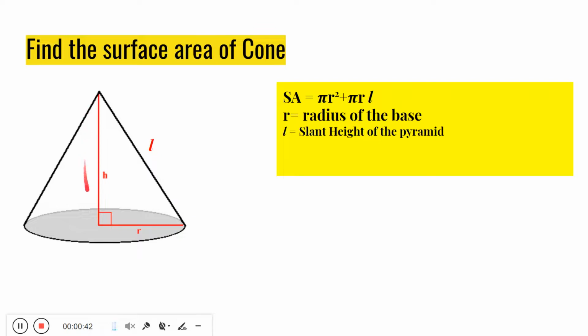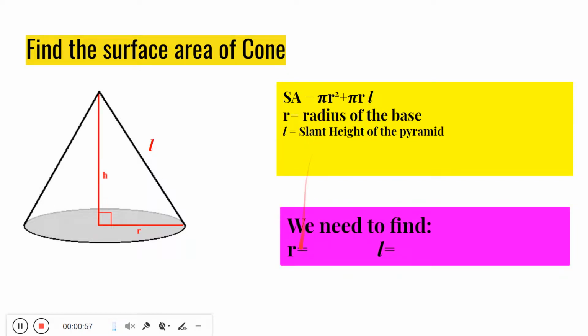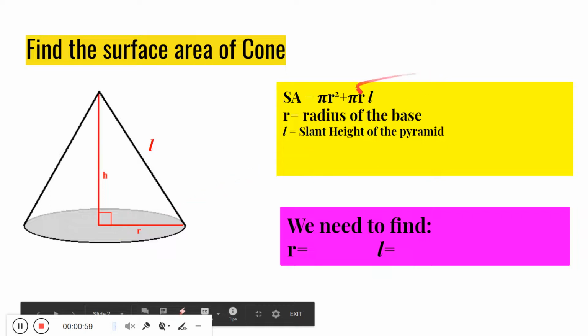Here you have your height, your radius, and this, of course, is called your slant height, which we use an italicized or cursive L. The formula for the surface area of a cone is pi r squared plus pi r L. The only two unknowns here are the radius and the slant height. So those are the two things we need to find in order to find the surface area of this cone.